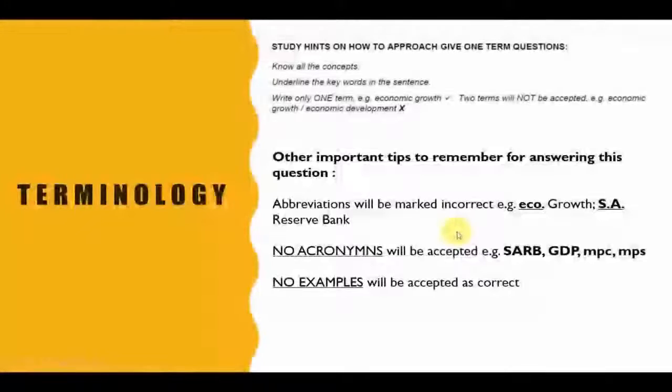Guys, some other very important things to remember for 1.3 grade 12. Abbreviations will be marked as incorrect. So if you say eco-growth instead of economic growth, that's incorrect. If you say SA Reserve Bank instead of South African Reserve Bank, you will not get the marks. Also, no acronyms. This is a big problem, guys. You cannot say SARB when the answer is South African Reserve Bank, or GDP when the answer is Gross Domestic Product, or MPC when the answer is Marginal Propensity to Consume. Please do not give acronyms. And then examples will also not be marked as correct. So if you give an example of the concept instead of giving the term, you will not get any marks. So please remember that. Right, let's go and do these 6 terminology questions.